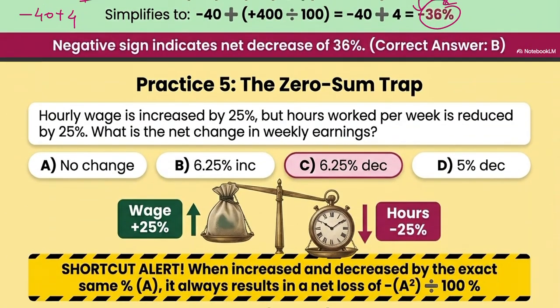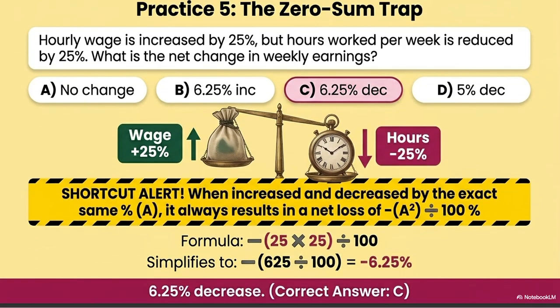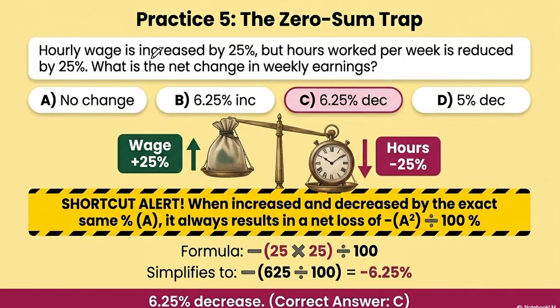Look at the next question. Hourly wages is increased by 25%, but the hours worked per week is reduced by 25%. So here it is increasing, so plus 25, and here it is decreasing, so minus 25. Whenever one quantity is increasing, the other is decreasing, and both values are the same, if we apply the formula, starting plus 25 and after that minus 25, that will get 0. After that plus, we have to multiply both values, so minus 25 multiplied by plus 25 upon 100.